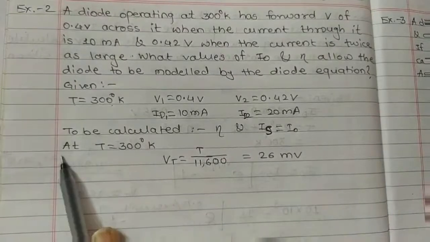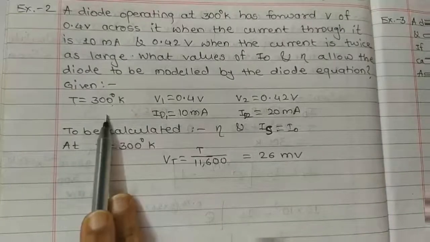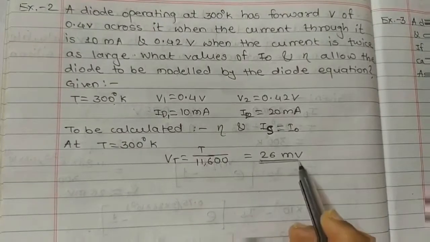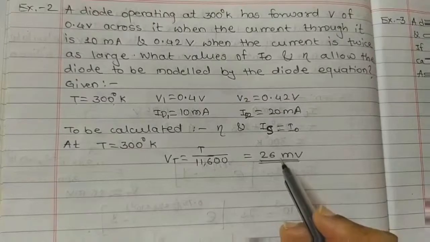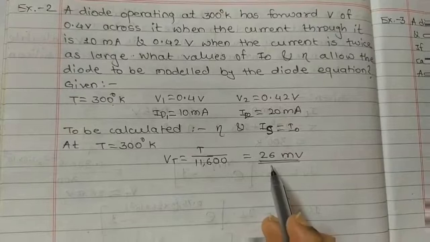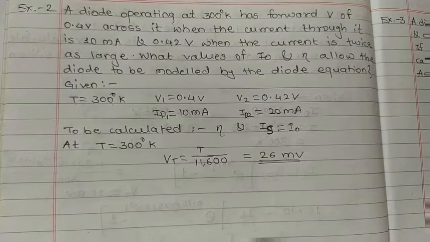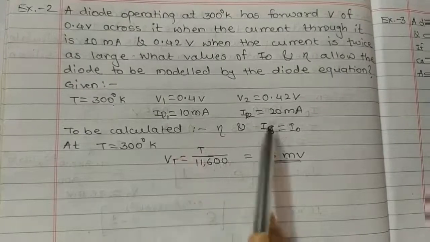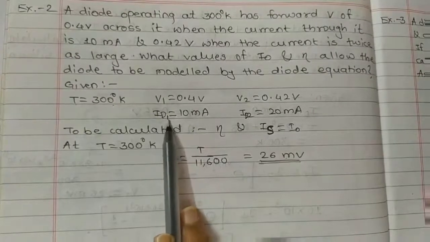So at temperature T equals 300 degree Kelvin, our VT voltage is given as 26 millivolt. The calculations I have shown you in the previous example, so I will write it directly here as 26 millivolt. Okay, so what we have to do now? For the given data, since there are two currents given, we will write down two equations.